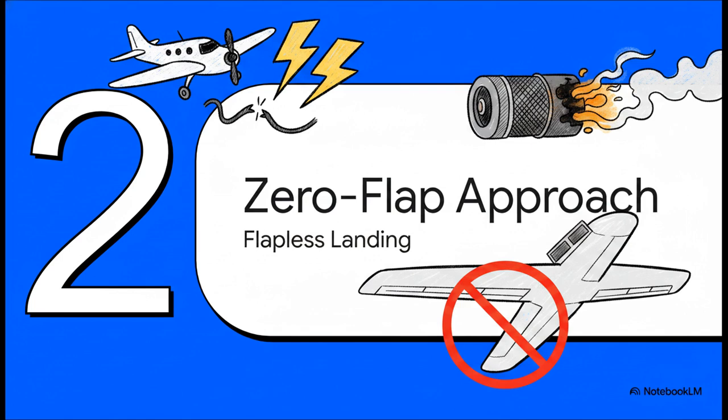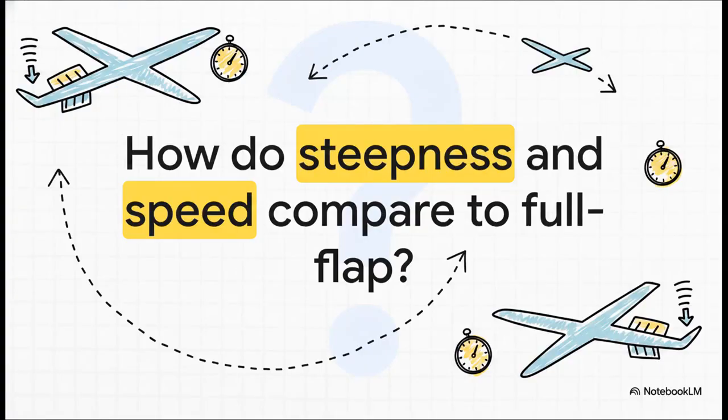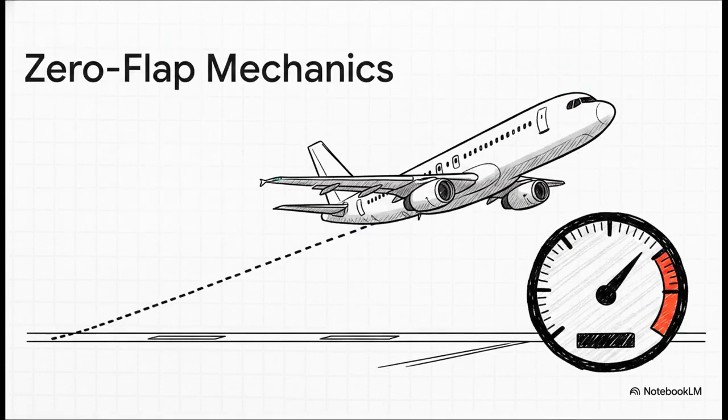Imagine your flap motor burns out or you lose electrical power. Pulling from Chapter 34 for your next review question. If your flap system completely fails, how do your flight path and approach speed change compared to a normal, full flap approach? Well, the zero-flap approach is basically the exact opposite of the glide approach we just covered.